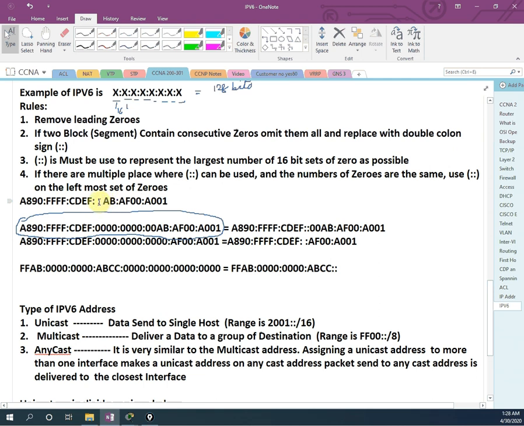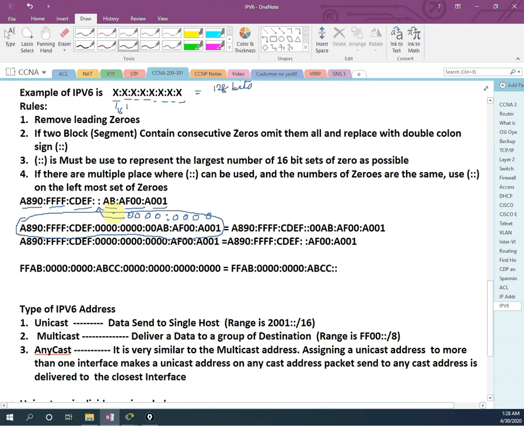So if you see here how many blocks we have: 1, 2, 3, 4, 5, 6. But as per IPv6 we should have 8. You remember we should have 8, but now here we have 6. This is 1, 2, 3, 4, 5, 6, 7, 8, so 2 are missing. So we can add 2 blocks like this, 0 0 colon 0 0 0 0, so it becomes the original format.